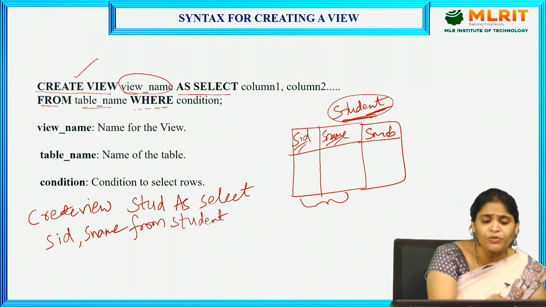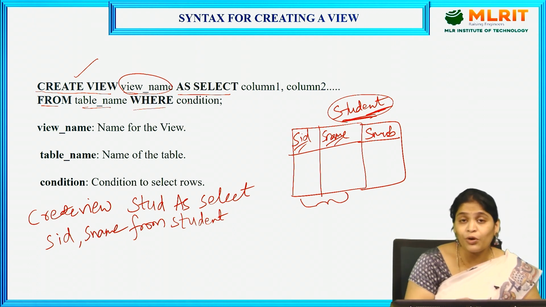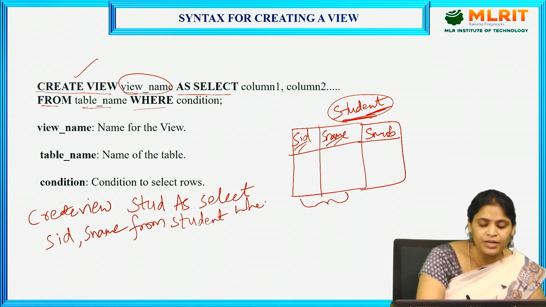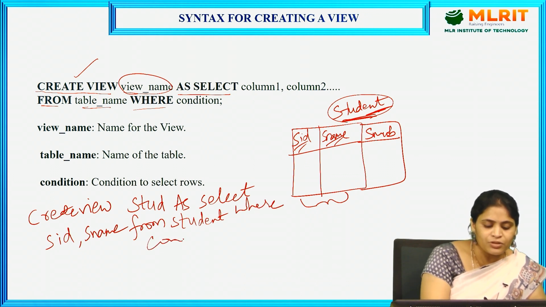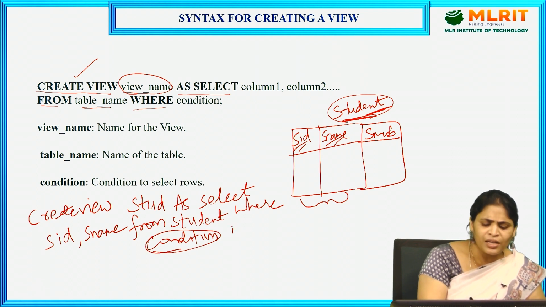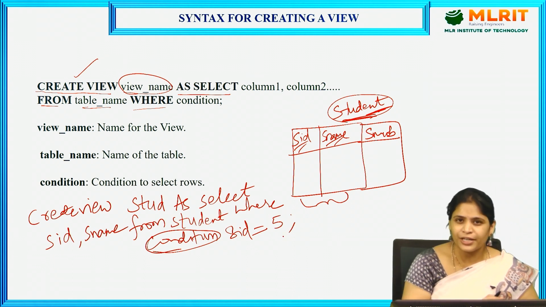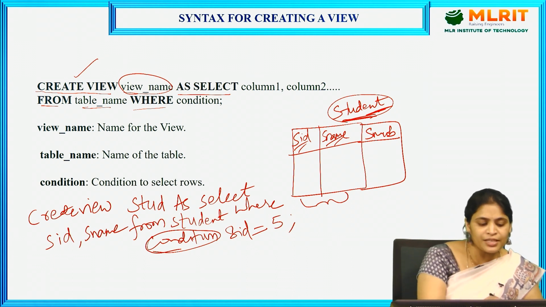But based upon which condition, whatever the rows I want, so here I want to represent the where condition. So in the place of condition, for example, let us represent where SID is equal to 5. That row will be retrieved. That is, in this process we create a view.